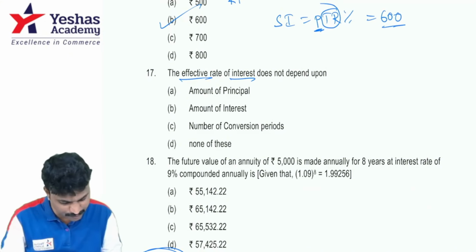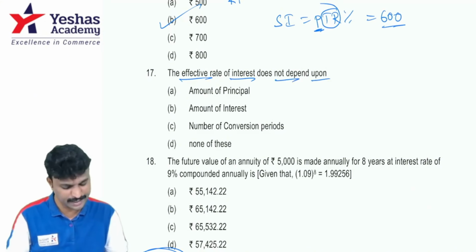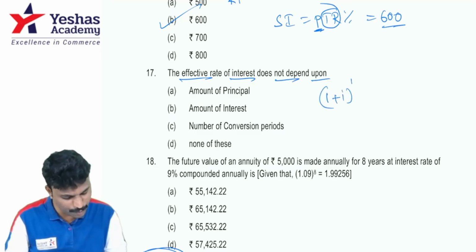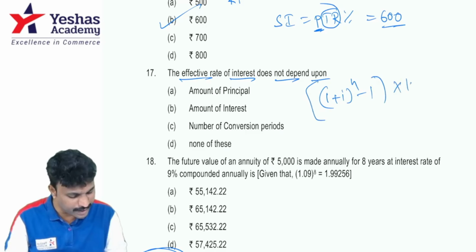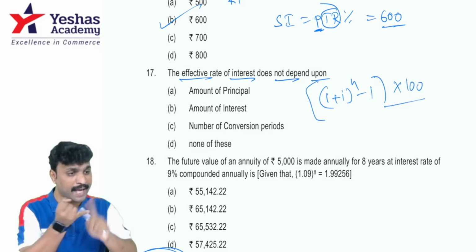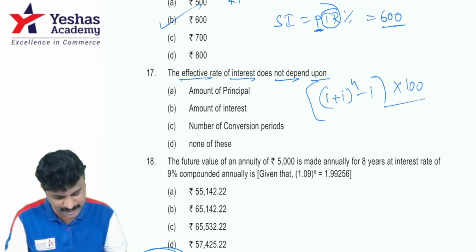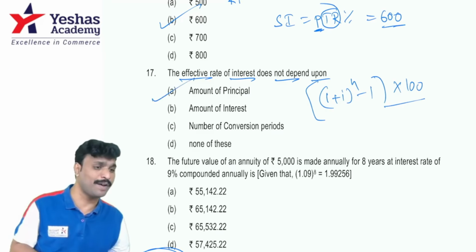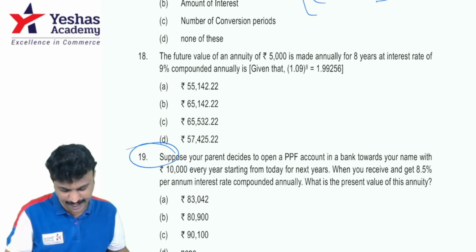The effective rate of interest does not depend upon. Guys, what is ERI? 1 plus I whole power n minus 1 into 100. This is what is effective rate of interest. I is there, n is there. What is not there? Principal is not there. It does not depend upon principal.